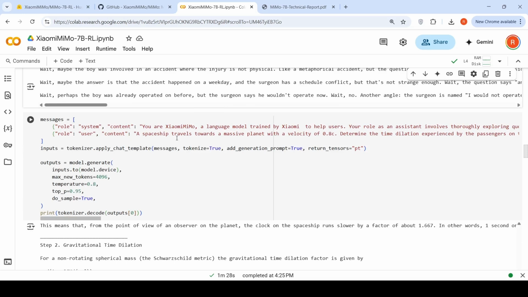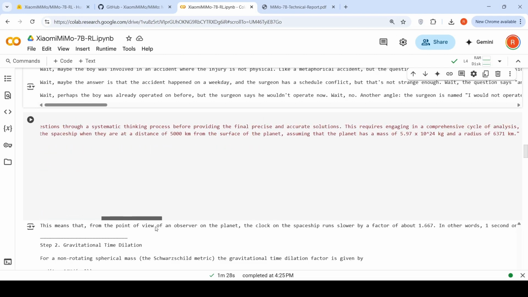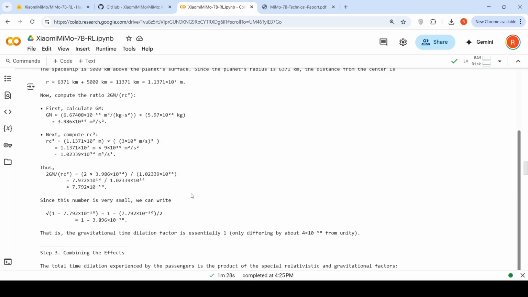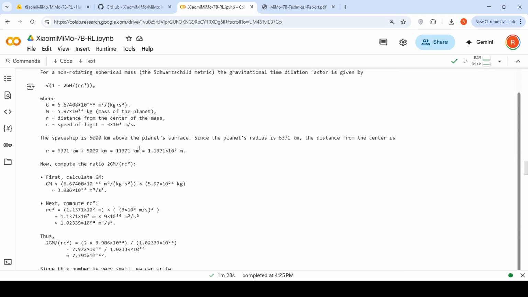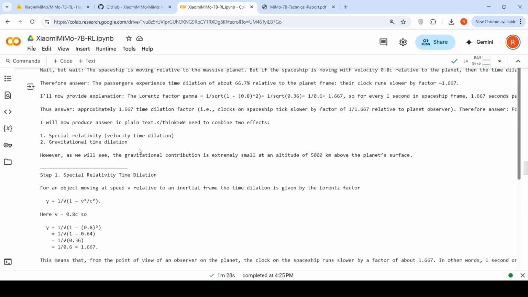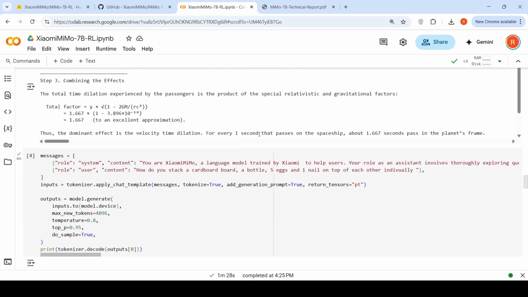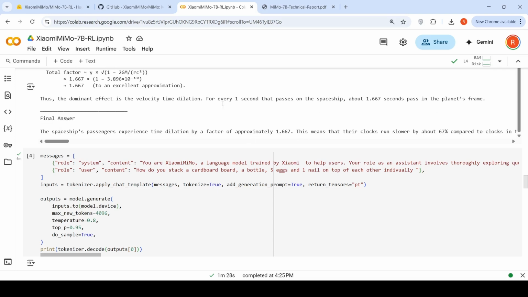The next question is the spaceship time dilation question, where a spaceship travels towards a massive planet with a velocity. Determine the time dilation experienced by the passengers, given the distance from the planet, the mass of the planet, and the radius of the planet. Here it is able to do that calculation properly. It covers general relativity, gravitational time dilation, special relativity, and velocity time dilation, and gives the proper answer of 1.66 seconds passing in the planet's frame for every 1 second that passes on the spaceship. So it gives the final answer properly.